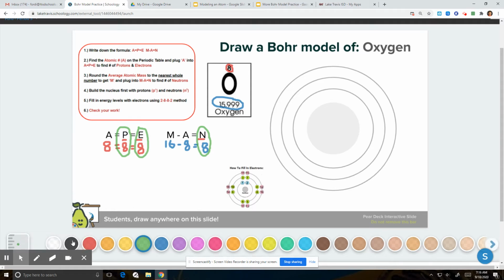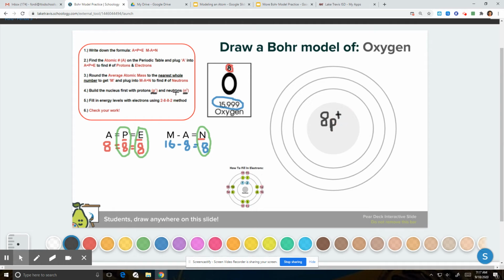So I'm going to come over here, select a different color, and you'll notice on number 4, it states that you must build the nucleus first with protons and neutrons. So the nucleus is this little gray circle in the middle. That's the small structure in the middle. So I'm going to put my protons by writing P plus and my neutrons by writing N to the 0. The reason why I do protons as P plus is because protons are positive, and the reason why I shorthand neutrons as N to the 0 is because neutrons have no charge or a 0 charge. So my protons are 8, so I'm going to write that as 8 P plus.